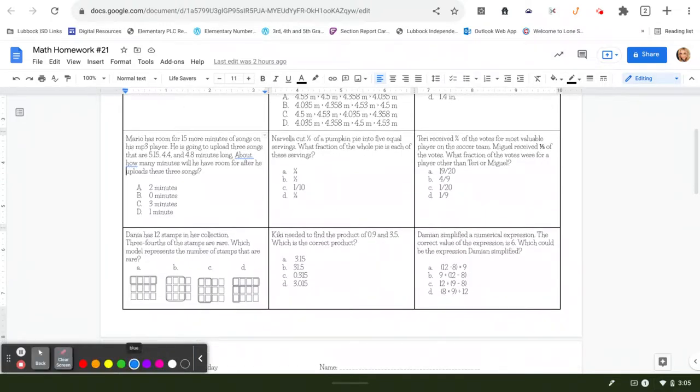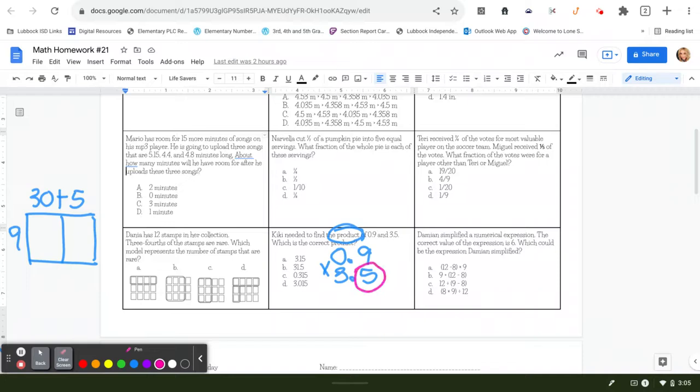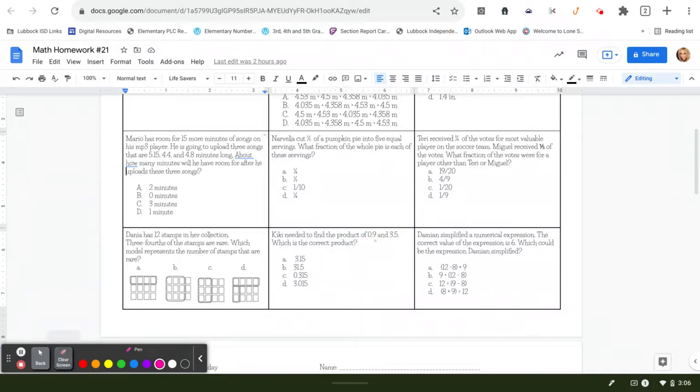Kiki needed to find the product of 9/10 and 3 5/10. Which is the correct product? What does product mean? It means to multiply. I'm going to let you solve this on your own because I know that you can do it. If you are still on area model, you need to draw it out as 30 plus 5 times 9. Make sure you count up all the digits that are behind a decimal. We have 1, 2 digits behind a decimal. Let me know if you need help with that one.